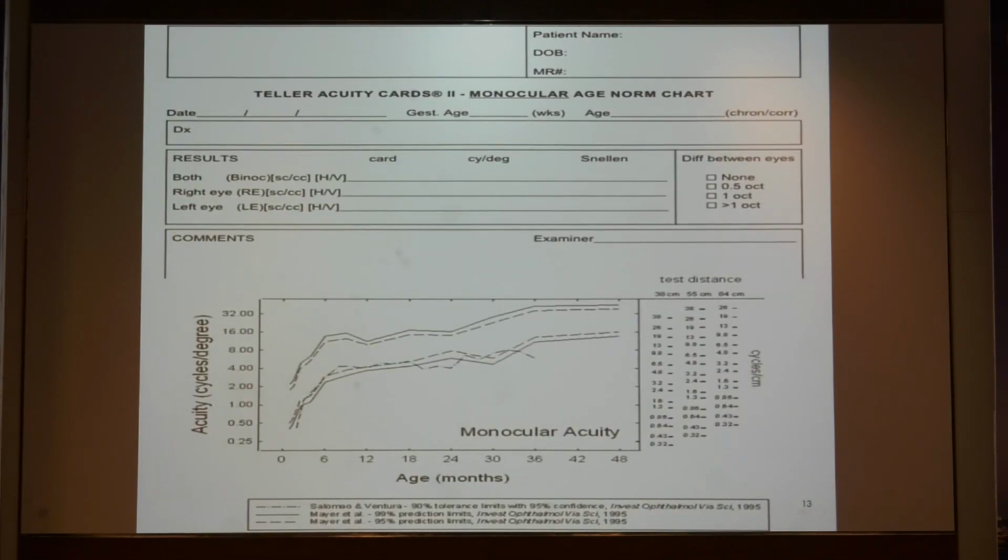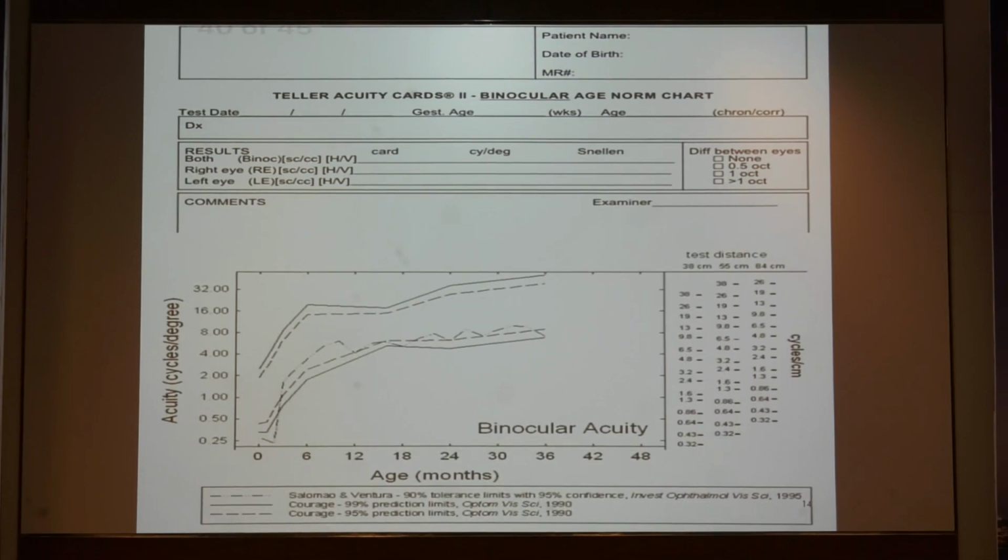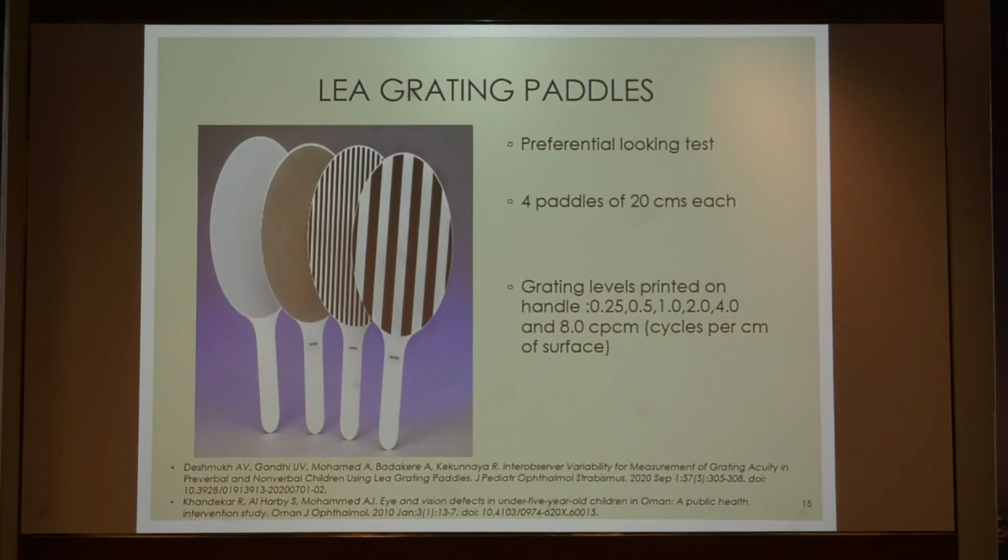Also, with the charts, we get age normalized graphs for monocular testing and binocular testing. The vision of the child can be marked on these charts, so we know whether the child lies in the normal for the age or not. This is for binocular vision testing. Next, grating chart is the Leah grating paddle. It is also a preferential looking test, consists of 4 paddles printed on each side, and the grating levels are printed on the handle. They are from 0.25 to 8 cycles per centimeter of surface.